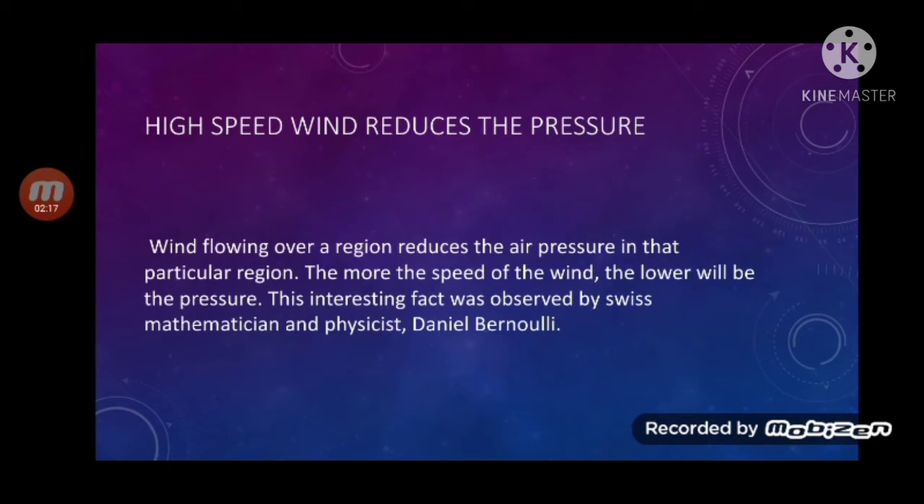High speed wind reduces the pressure. Wind flowing over a region reduces the air pressure in that particular region. The more the speed of the wind, the lower will be the pressure. This interesting fact was observed by Swiss mathematician Daniel Bernoulli.